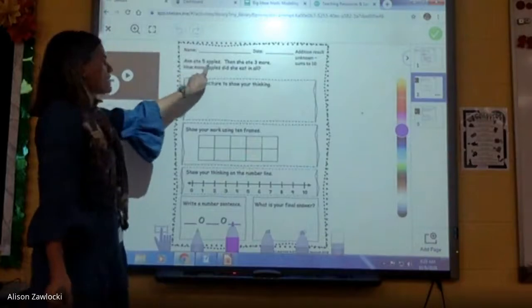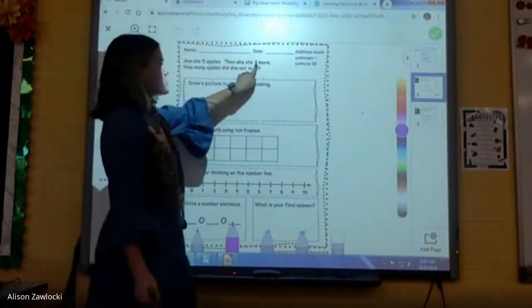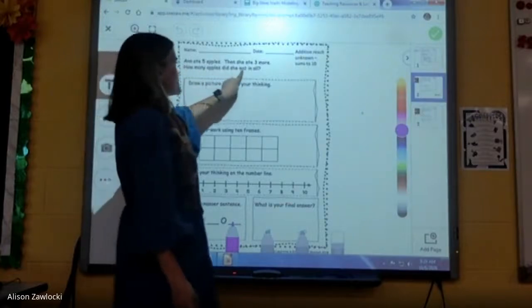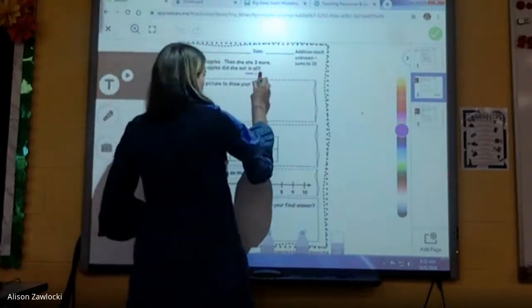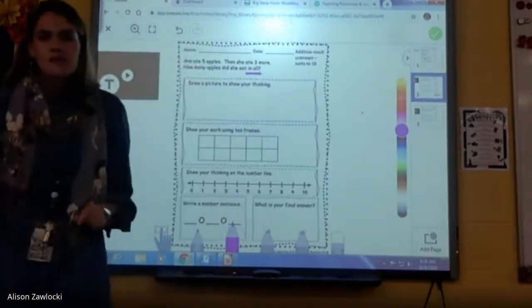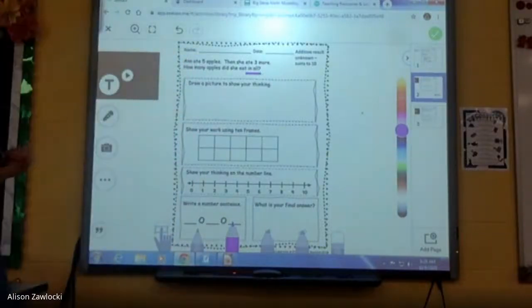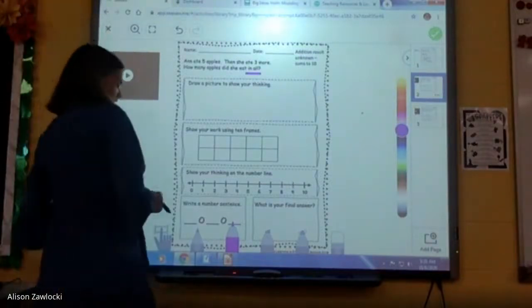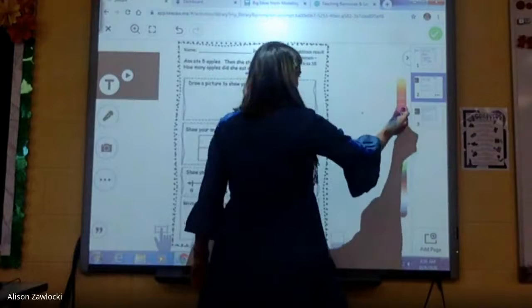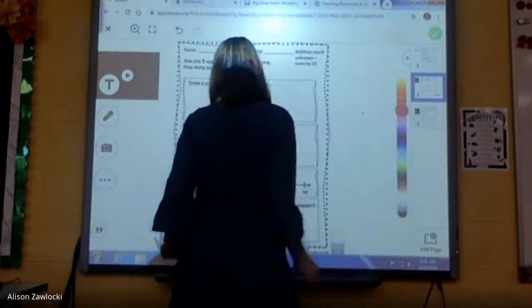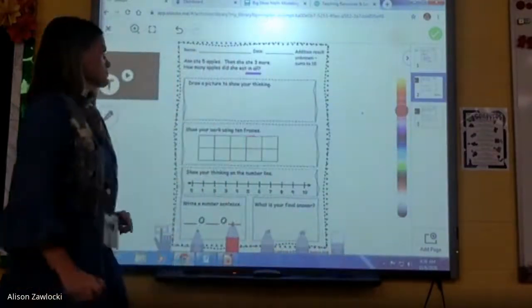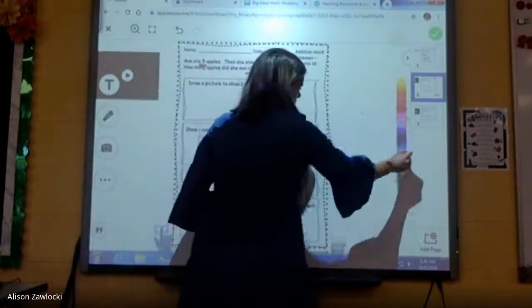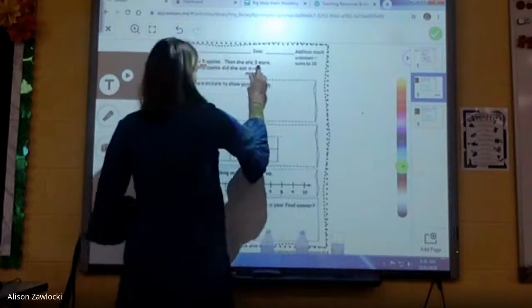I'm going to pull out my marker, and I'm going to read this word problem. Anne ate 5 apples. Then she ate 3 more. How many apples did she eat in all? So these words, in all, tell me that it's addition. I know it's addition because we're adding them in all. It tells you to start by drawing a picture, and I see I have 5 apples, and I also have 3 more.